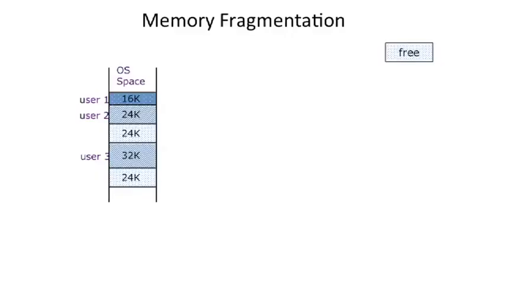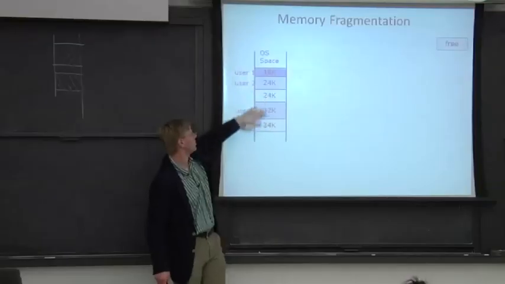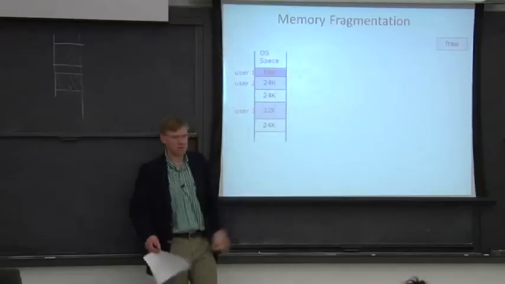OK, so let's talk about the challenges of base and bound. So let's say we have memory here. And we start off with 3 processes: user 1, user 2, user 3. User 1 is 16 kilobytes. User 2 is 24 kilobytes. User 3 is 32 kilobytes. And this is just some open space, free space here and here.